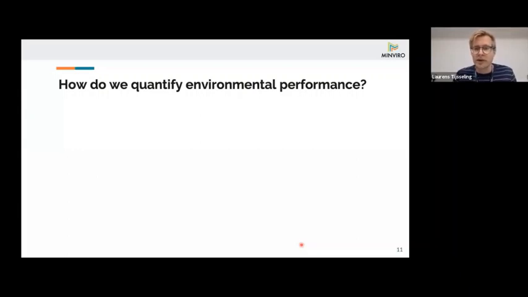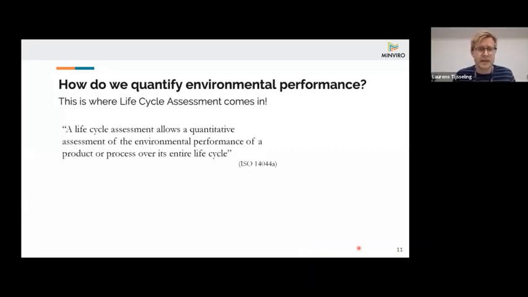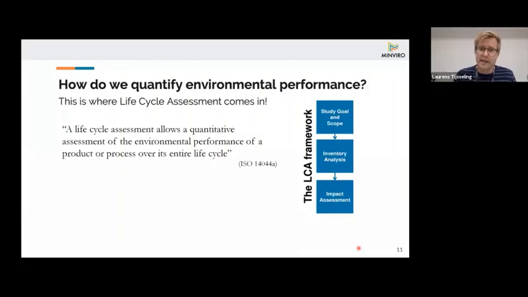So how do we actually quantify environmental performance? This is where life cycle assessment comes in, and there's an official ISO definition for this. A life cycle assessment allows for a quantitative assessment of the environmental performance of a product or process over its entire life cycle. There's an official framework developed for this, which starts by setting your goal and your scope. Then you move into the inventory analysis, and then you go towards the impact assessment. Whilst you're doing these three steps, it's really important that you also continuously interpret the data and the methodology that you're using.